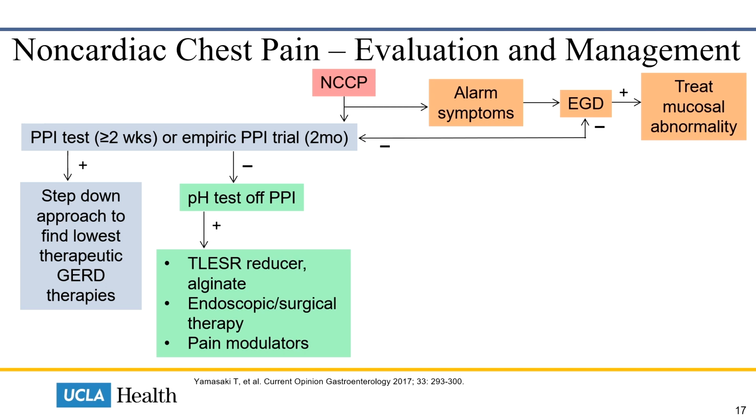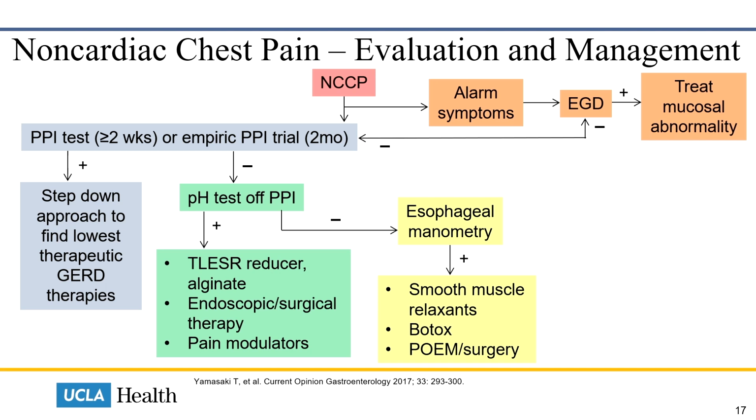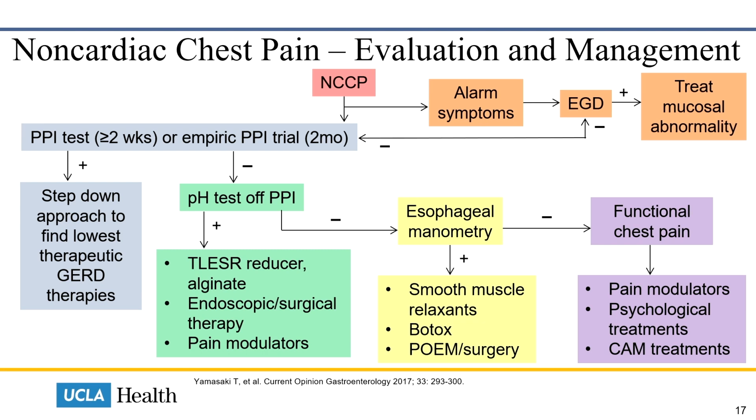If the pH test is negative for GERD, you can consider doing esophageal manometry. And if that shows a motility disorder or a spastic motility disorder that you think could be causing symptoms, you can consider the treatment options of smooth muscle relaxants, Botox, POEM, or surgery. And lastly, if that's also negative, and you're thinking you're working with functional chest pain, then these are the treatment modalities available to you: pain modulators, psychological treatments, and complementary alternative medications.